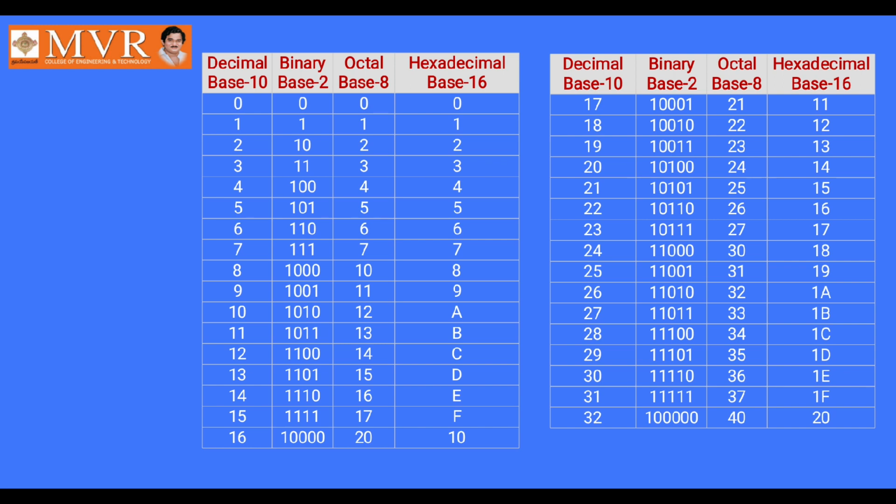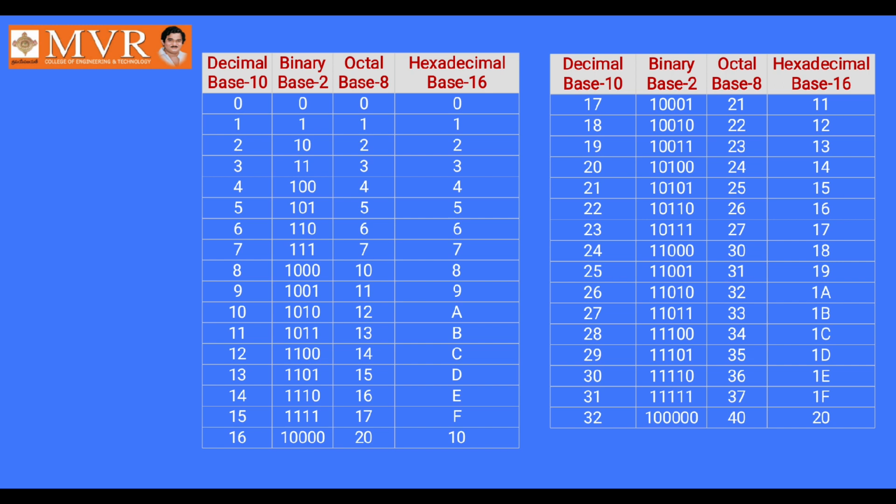So from base 10, 0 to 32 I have considered, and its equivalent binary values, octal values and hexadecimal values are given over there. If you see the octal column, 111 of binary, which is equivalent to 7 of decimal, is also 7 of octal. But very next to 7, I have not written 8 in octal base. Why? There is no 8. After 7, again you go back to 10. Next 11, 12, up to 17.